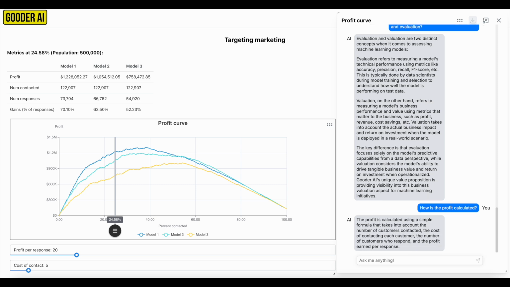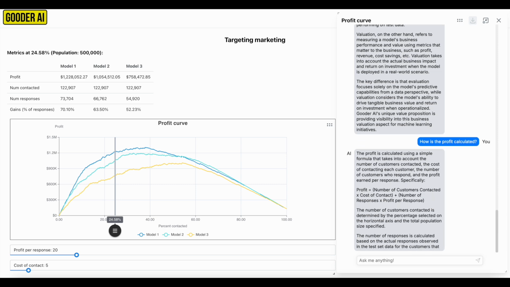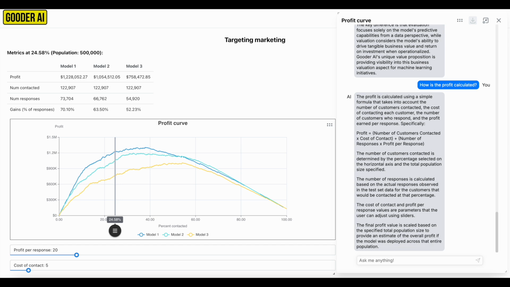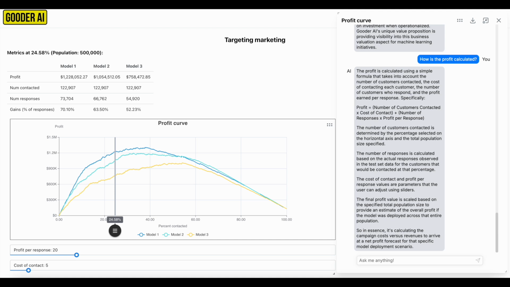The profit is calculated using a simple formula that takes into account the number of customers contacted, the cost of contacting each customer, the number of customers who respond, and the profit earned per response. Specifically, profit equals number of customers contacted times cost of contact plus number of responses times profit per response. The number of customers contacted is determined by the percentage selected on the horizontal axis and the total population size specified. The number of responses is calculated based on the actual responses observed in the test set data for the customers that would be contacted at that percentage.